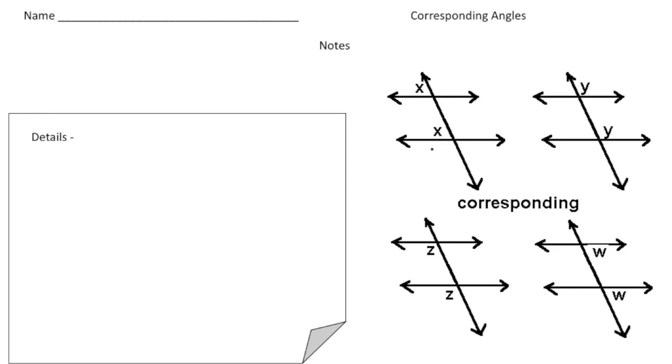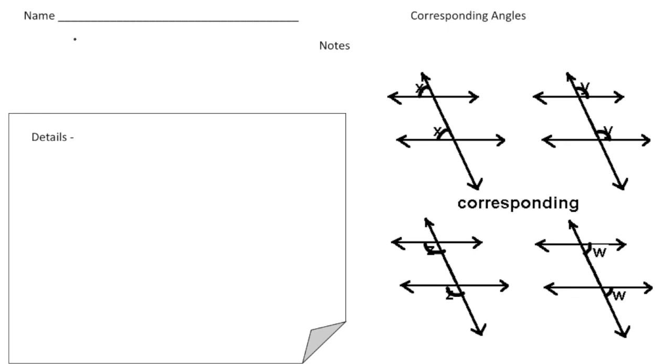If you notice, each one of these has two parallel lines and a transversal. And if you notice, the x's are located in the same position. The y's are on the top right-hand corner. The z's are in the bottom left-hand corner. And the w's are in the bottom right-hand corner.